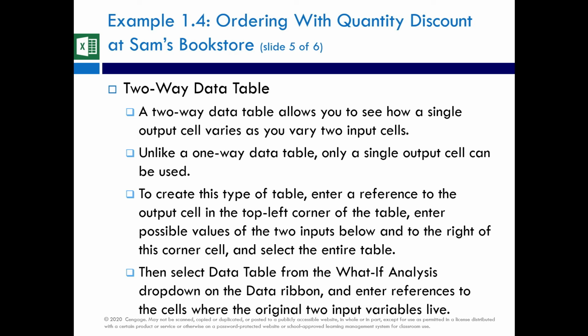Two-way data table. A two-way data table allows you to see how a single output cell varies as you vary two inputs. Unlike a one-way data table, only a single output cell can be used. To create this table, enter the reference to the output cell in the top left corner of the table. Enter possible values of the two inputs below and to the right of the corner. Then select Data Table from the What-If Analysis drop-down on the Data ribbon and enter the references to the cells where the original two input variables live.